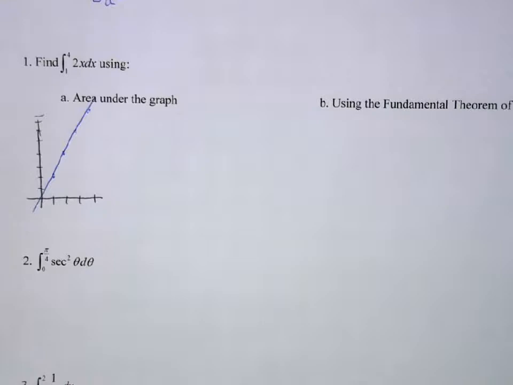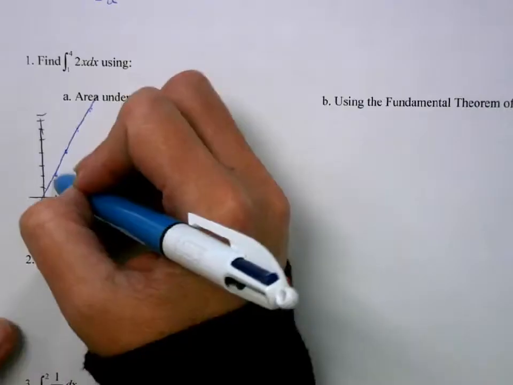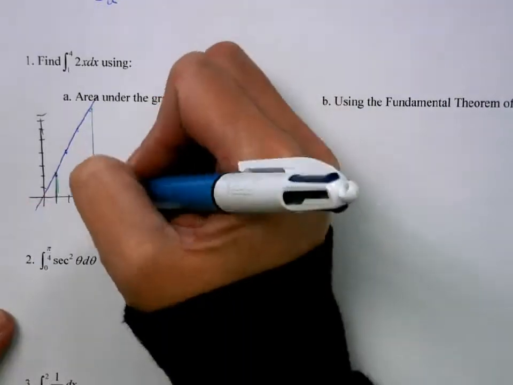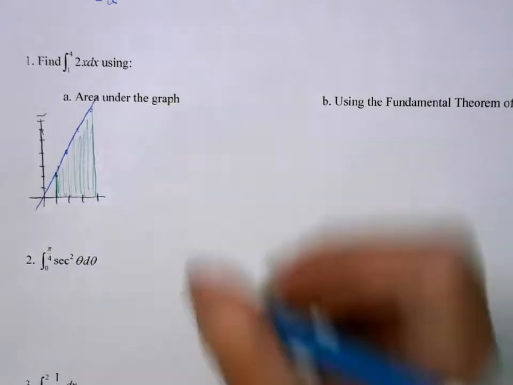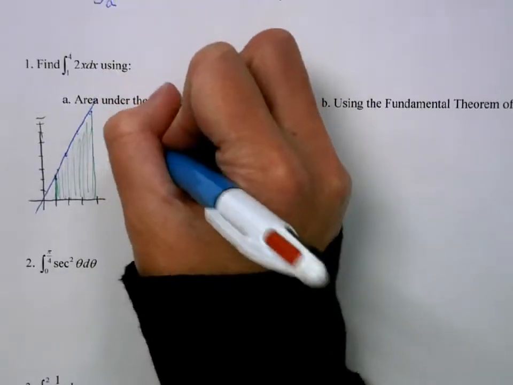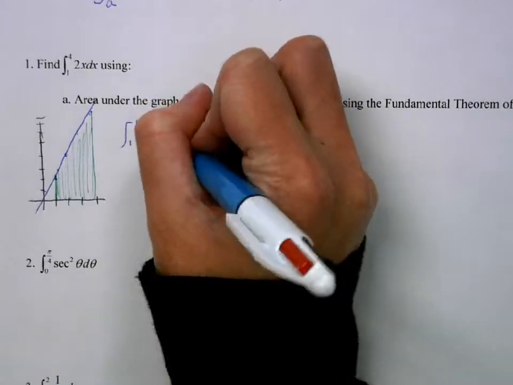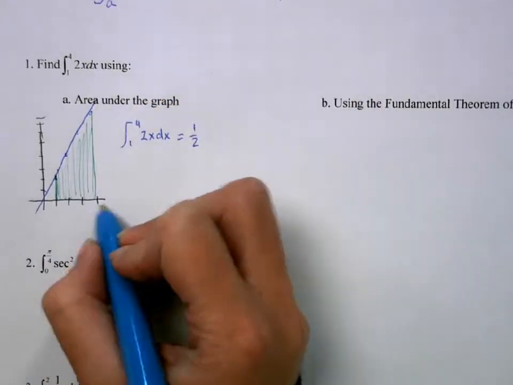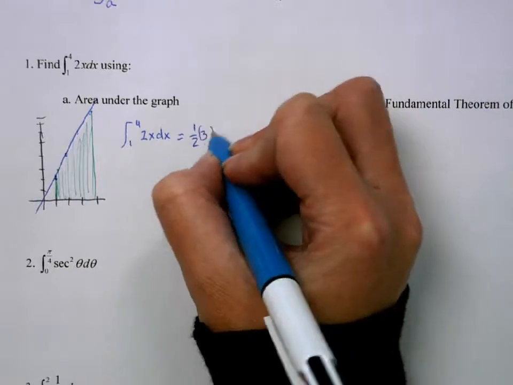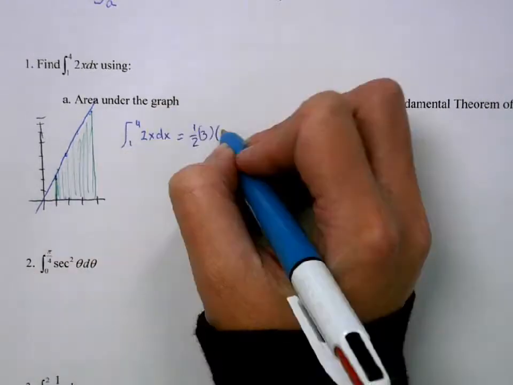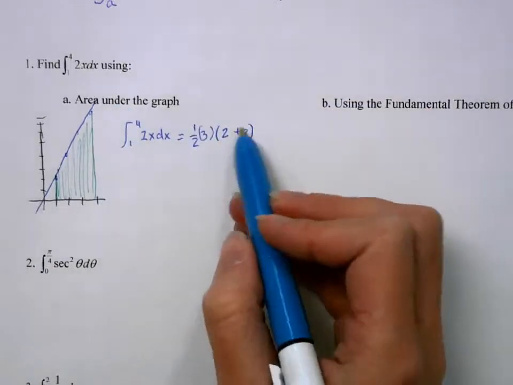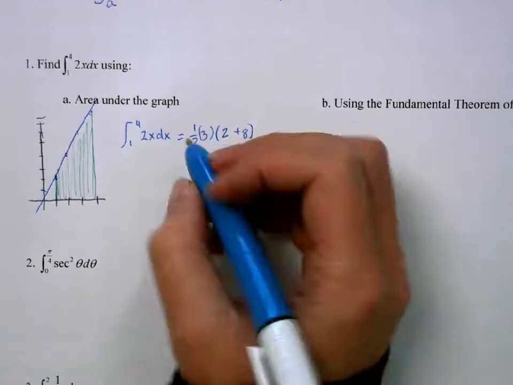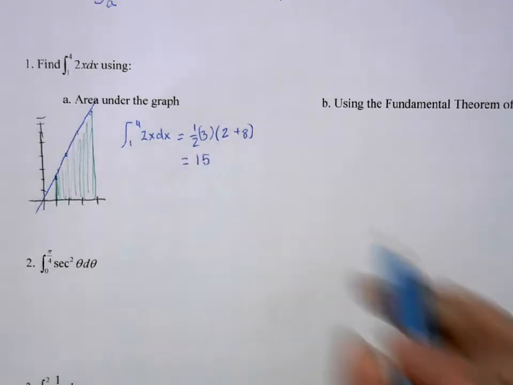So here's my graph of 2x. If we want the integral from 1 to 4, we're looking at here to here, this trapezoidal area. So using the area of the trapezoid, this is going to be 1/2. The height of that is 3. The two bases, when we plug in 1, we get 2. When you plug in 4, you get 8. So that's going to be 10 times 1/2 would be 5 times 3 is 15.